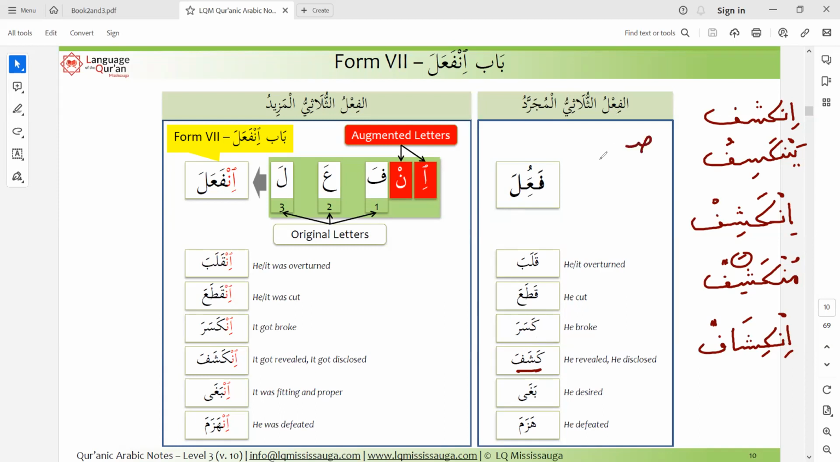You know what sarafa means? Sarafa yasrifu. What does sarafa mean? It means to change actually. So we have munsarif or ghayr munsarif. From this sarafa verb, if we add alif nun, it becomes insarafa. Insarafa, it got changed, or it was changed. So insarafa yansarifu. So from this, what is the amr? Insarif.